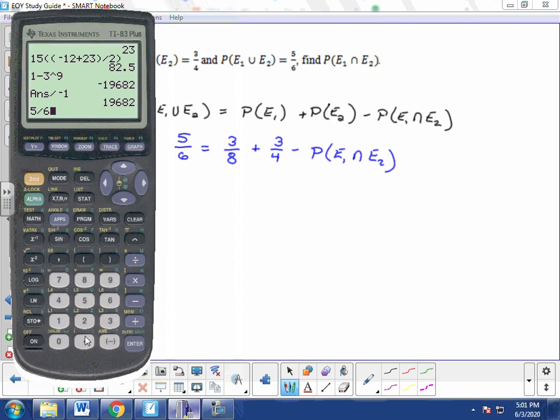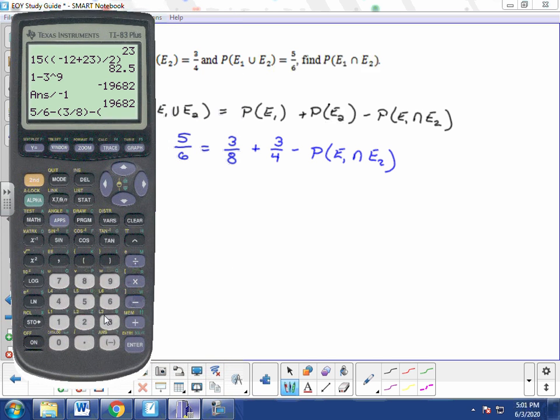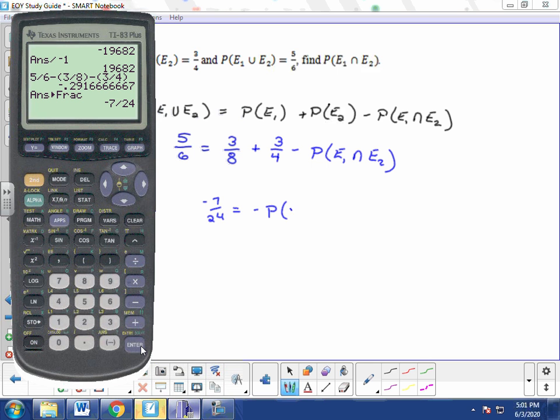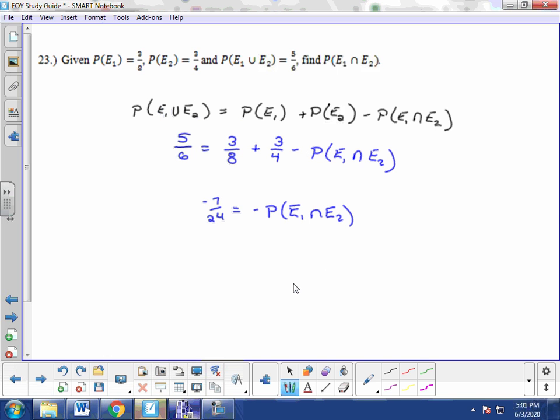5/6 minus 3/8, and I would also subtract 3/4. I'm going to put this into a fraction for now and come back to that later. So the fraction -7 over 24 is equal to negative the probability of event 1 and event 2, because remember, this was subtracted. So now I can divide by -1. So the probability of event 1 and event 2 occurring is 7 out of 24.